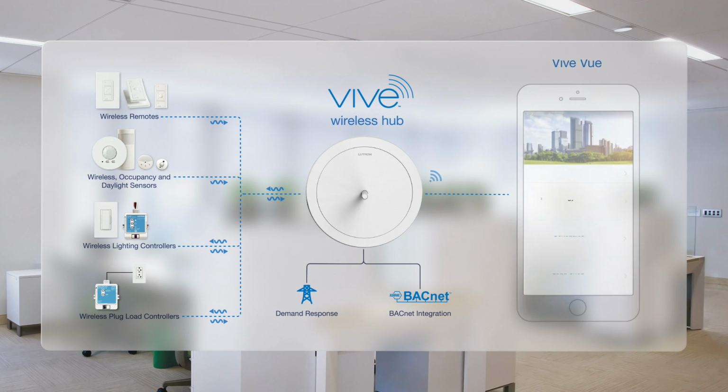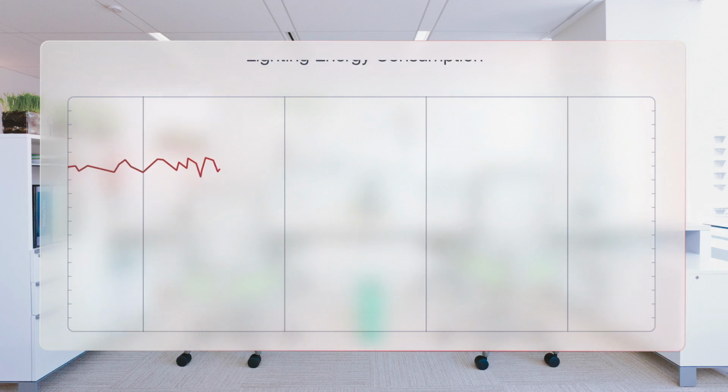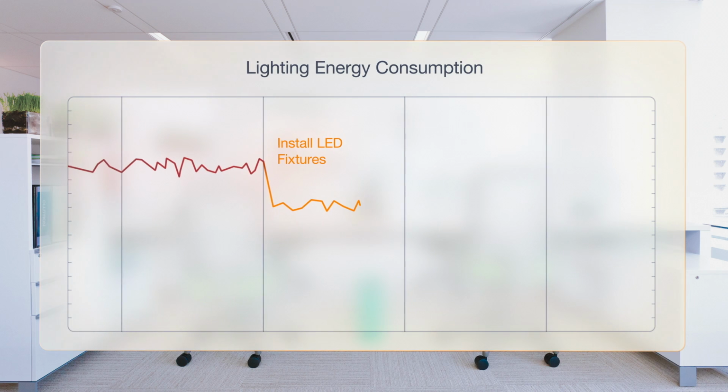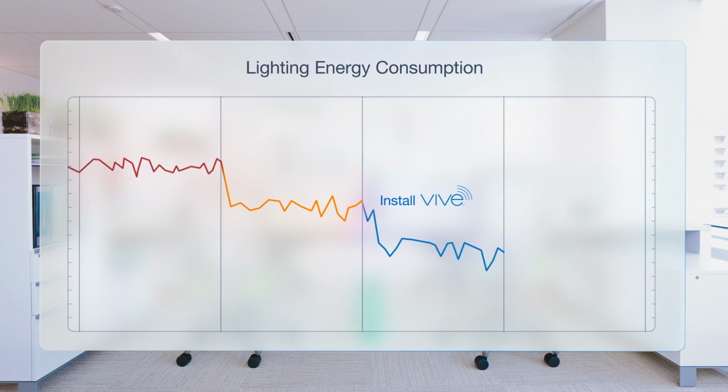Vive from Lutron is a simple, flexible, and scalable lighting control solution comprised of a full family of wireless devices that can be tied together to enable centralized control, monitoring, and system integration. Vive can help buildings meet stringent energy codes and improve building performance on budget and on schedule.